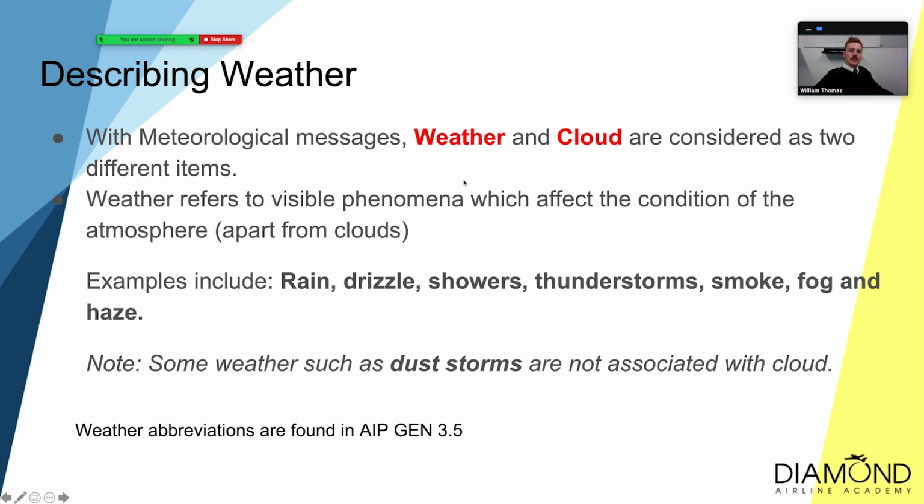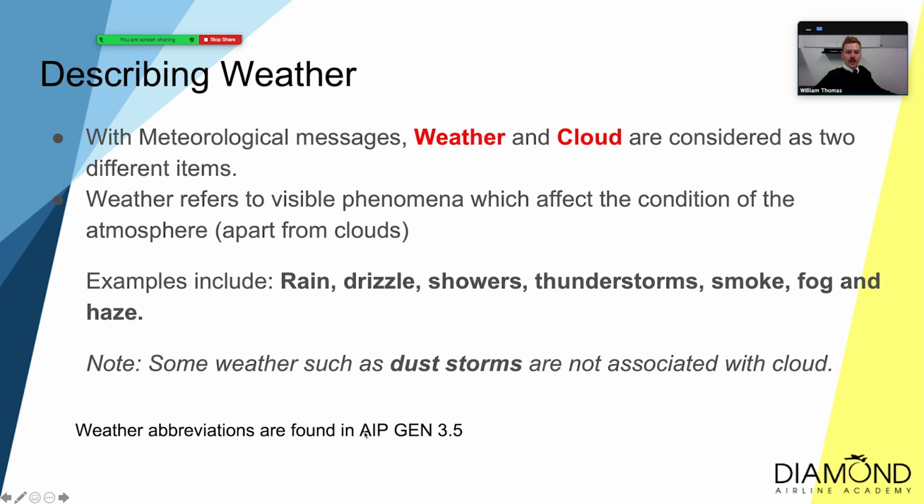Alright, meteorological messages. Weather and cloud are considered two different items. Weather refers to an actual phenomenon, whether that be rain, hail, snow, virga. However, clouds can be cumulus clouds, stratus clouds, etc. Here we go, some more examples: rain, drizzle, showers, thunderstorms. Note thunderstorms is a weather phenomenon, and there are certain cloud types associated with that phenomenon. Smoke, fog, and haze. Some weather, such as dust storms, is not associated with any cloud.